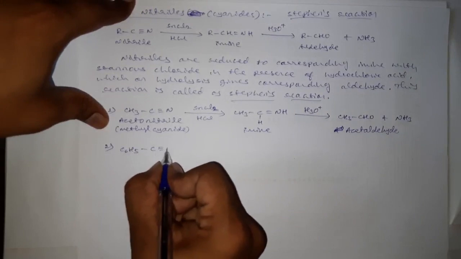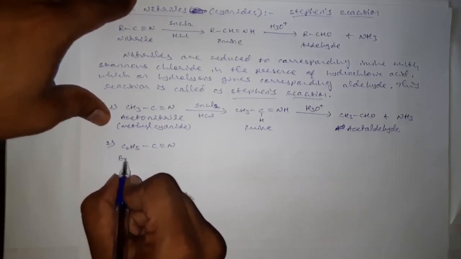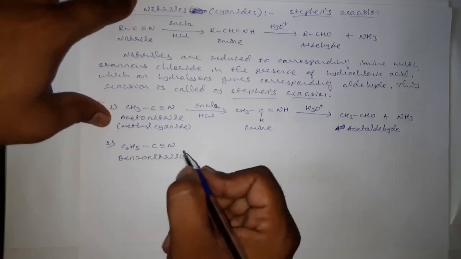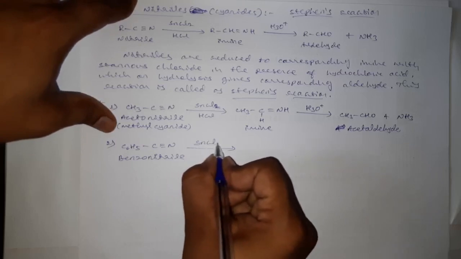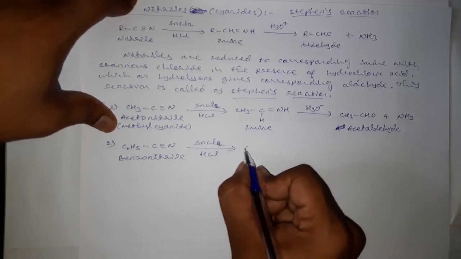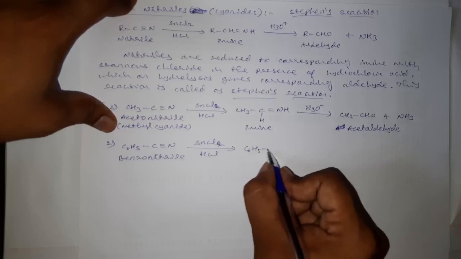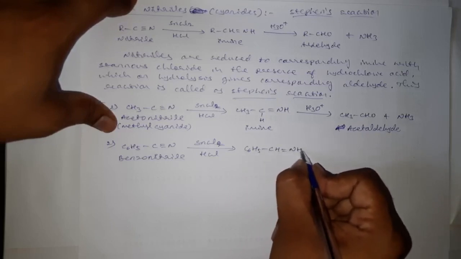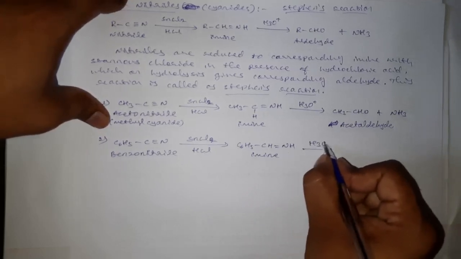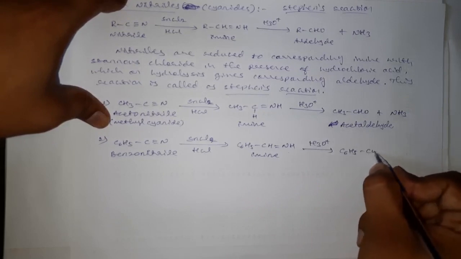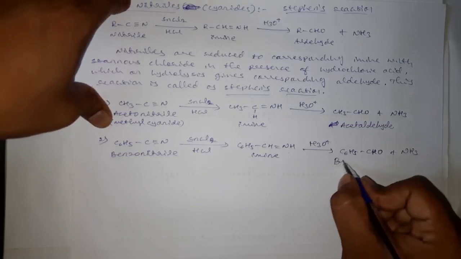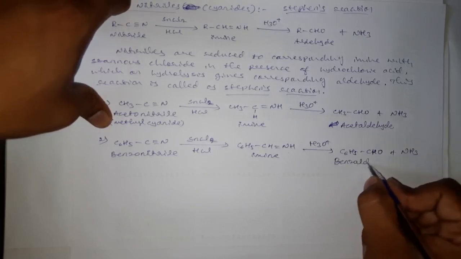Okay, and we can take C6H5 C triple bond N, that is a benzene ring, and its name is benzonitrile. When it is treated with stannous chloride in presence of HCl, we will get C6H5 CH double bond NH, that is an imine, and when this imine is subjected to acid hydrolysis, we will get the corresponding aldehyde C6H5 CHO plus NH3. This is what? Benzaldehyde.